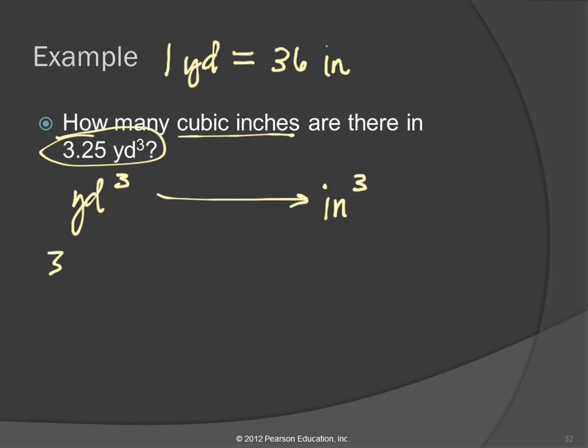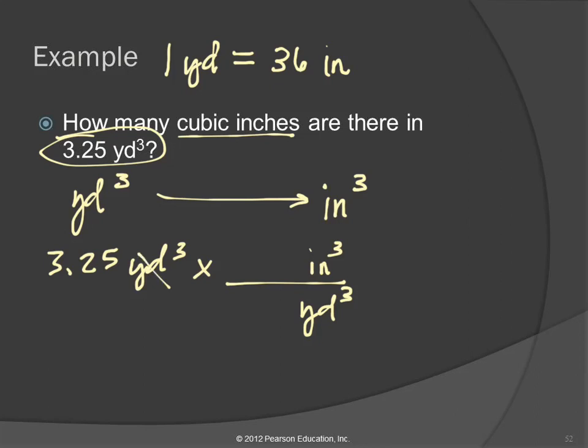So 3.25 cubic yards. We're going to have one thing in here. We want cubic inches on the top, and we want cubic yards on the bottom. And then our units are going to cancel out.